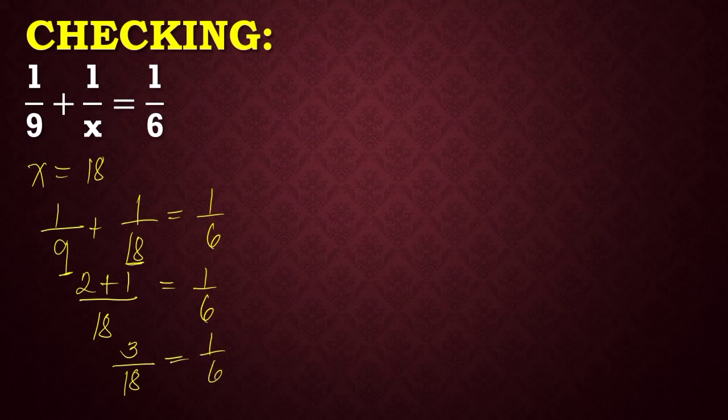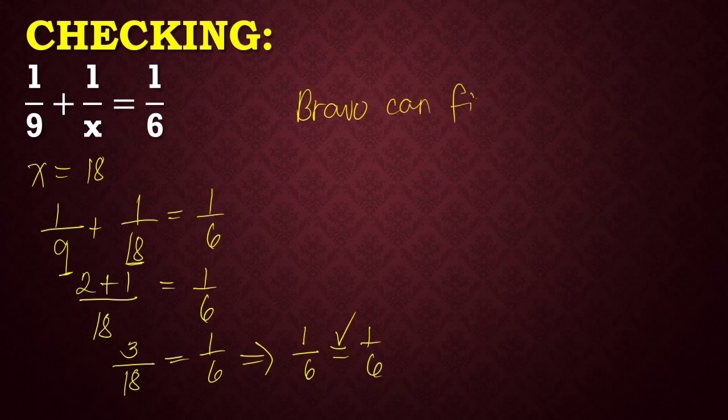So, kailangan natin i-simplify ang 3 over 18. So, the common factor of 3 and 18 is 3. So, 3 divided by 3, 1. 18 by 3, that is 6. So, 1 over 6 is equal to 1 over 6. Again, Bravo can finish the job alone in 18 hours.